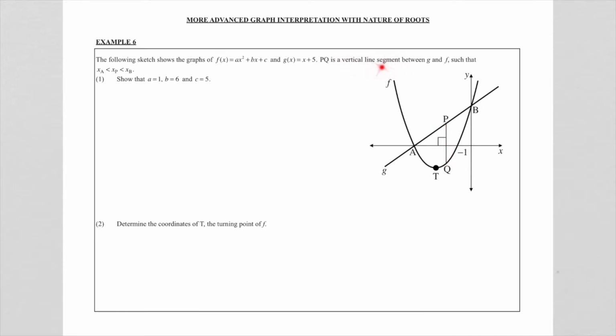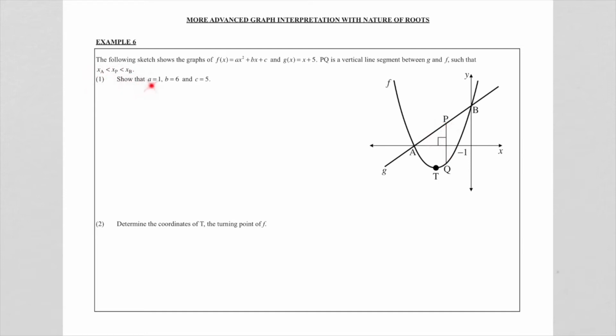It's a vertical line segment between G and F, and the G and F refers to the two functions F and G, such that the x of A is less than the x of P is less than the x of B. In plain common language, it means that this PQ line must be between the 2 points of intersection. So it must be somewhere here. That is what they are telling us by giving us that.